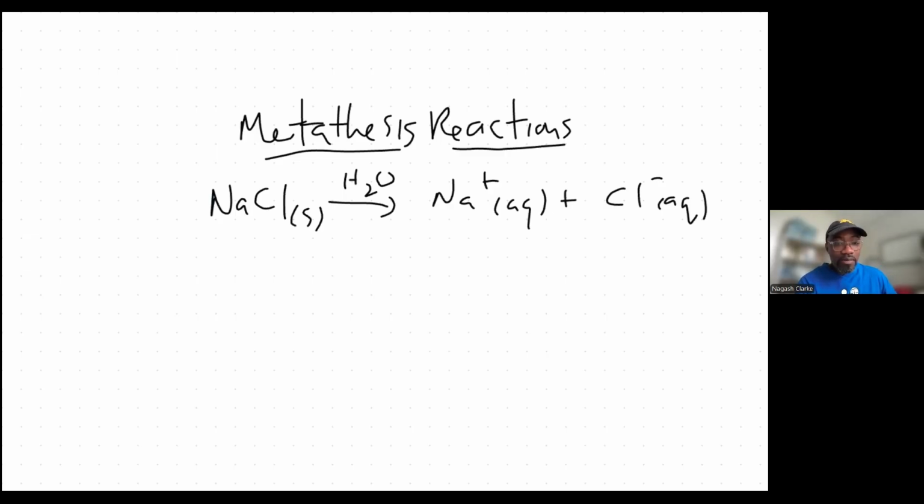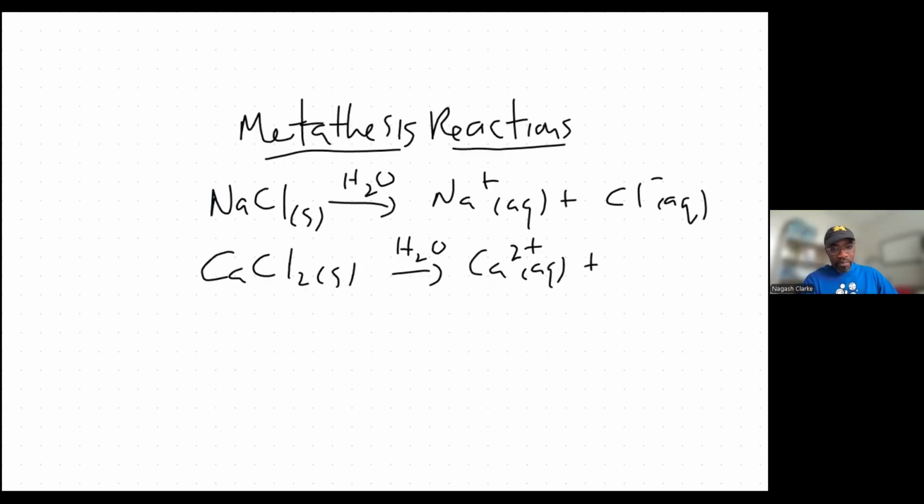Now let's look at calcium chloride. This is where it gets tricky. You dissolve that in water. Actually, it's Ca2+ (aq). And how do we write this chloride? Because there are two chlorides. So write it 2Cl-, you see, not Cl2 negative. That is very wrong. Okay.